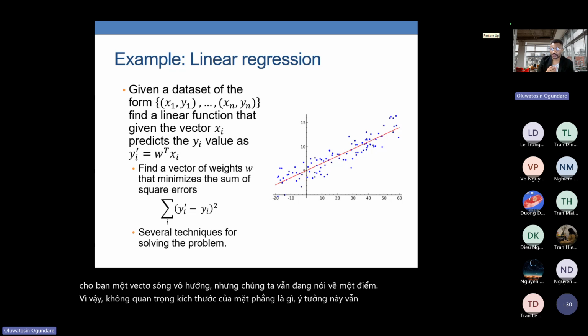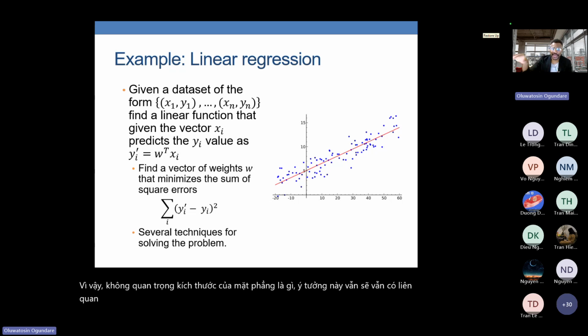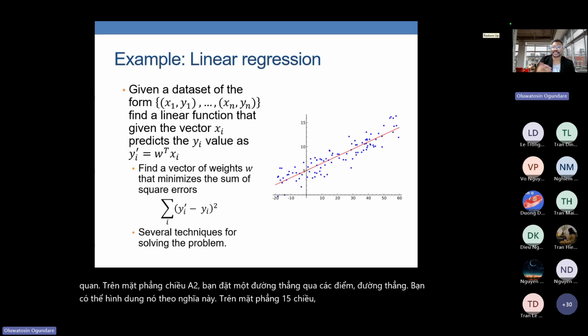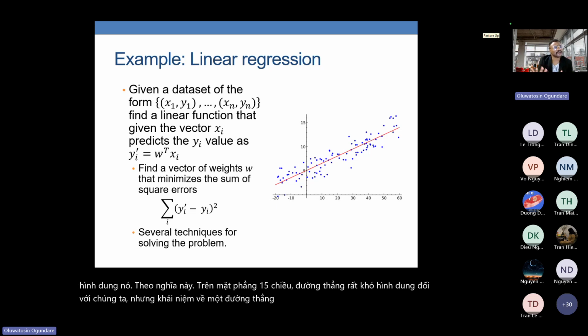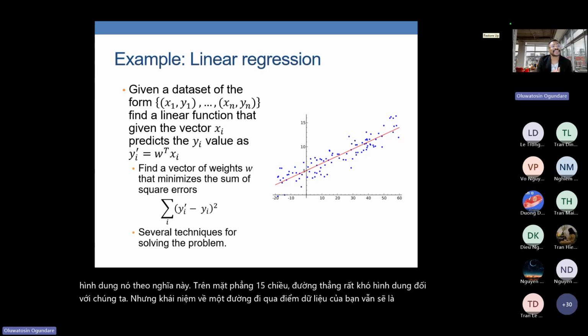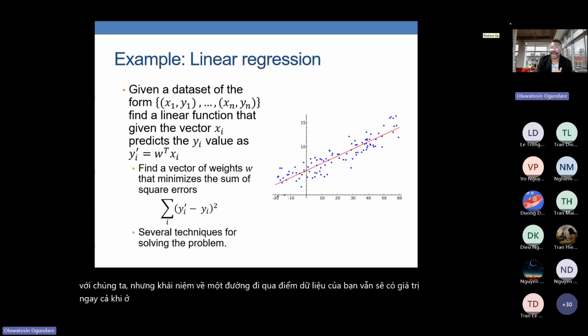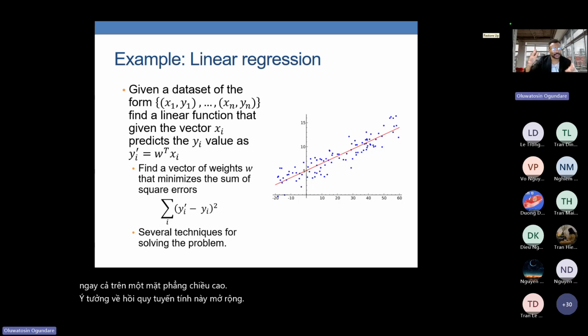You know, on a two-dimensional plane, you put a line through the points. The line, you can visualize it in this sense. On a 15-dimensional plane, the line will be very difficult for us to visualize, but the notion of a line going through your data point will still be valid, even on a high-dimensional plane. This idea of linear regression extends to a high dimension, right? Because there will still be a line going through those high-dimensional points, right?